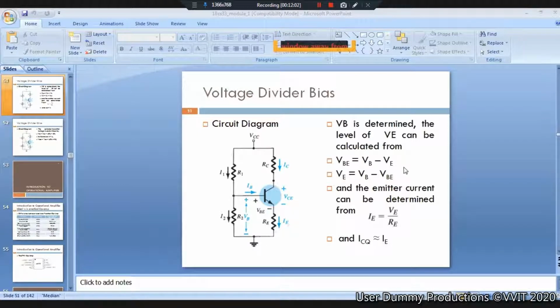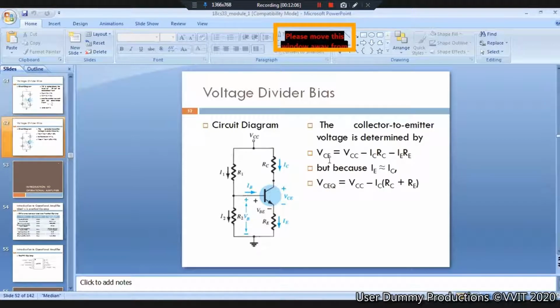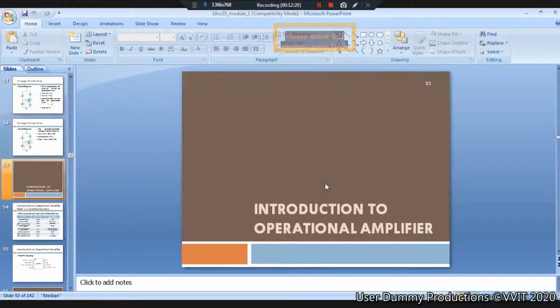For voltage divider bias, you can apply the input and output also. For output, VC is equal to VCC minus IC into RC minus IE into RE. Take IE or IC outside as the common term. RC plus RE will give the balance. This is for VCE. Again, I will explain this.